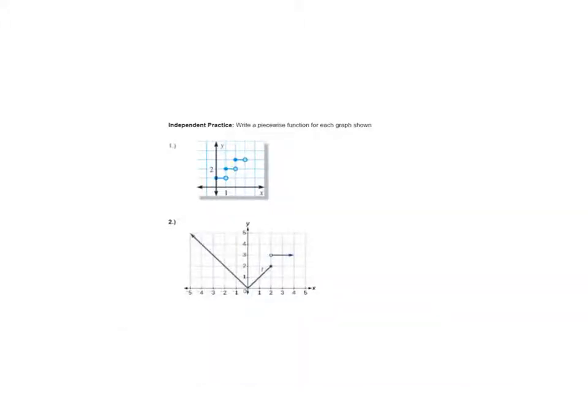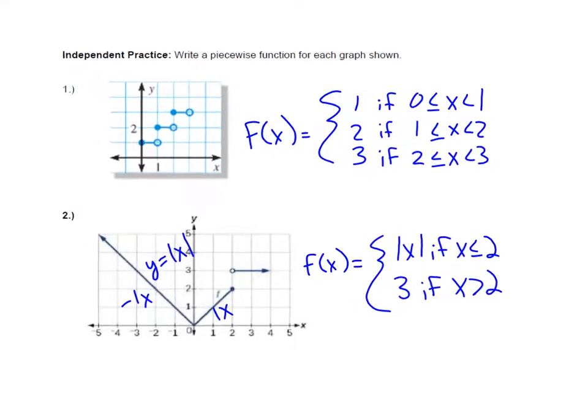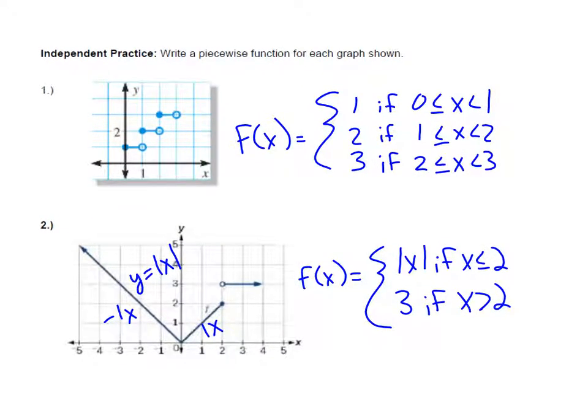Because now you guys get to try. Woohoo! You get 2 of them while I finish checking homework. Those 2 are all yours. And I'll show you the answers in a couple seconds. Spoiler alert for the second one: there's 2 right answers, 2 different ways you could write 2 different piecewise functions. Okay. There they are, you crazy kids. All right, so your independent practice.